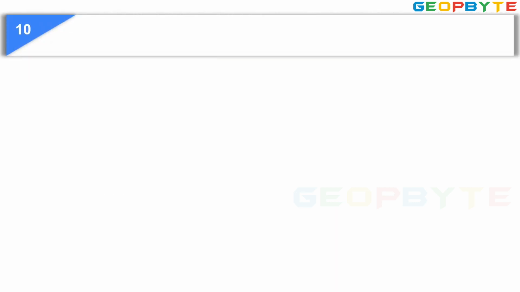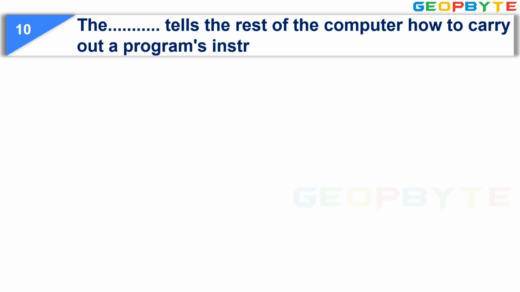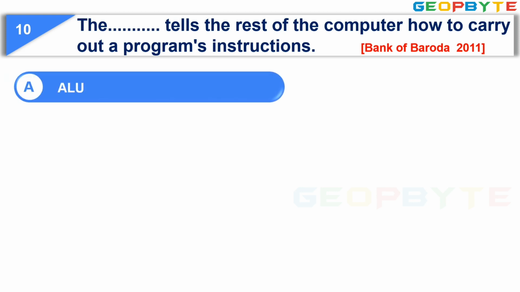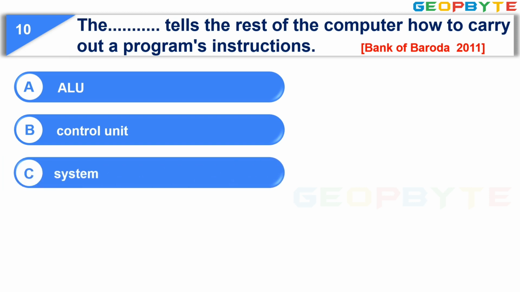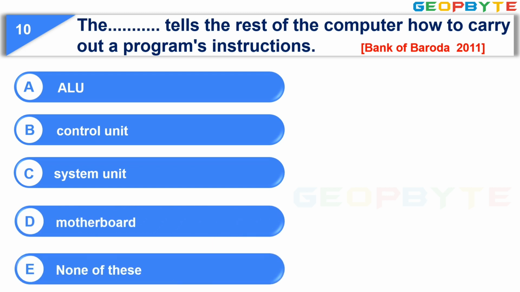Next, moving to question number 10. The dash tells the rest of the computer how to carry out a program's instructions. Option A, ALU. Option B, control unit. Option C, system unit. Option D, motherboard. Option E, none of these. And the correct answer is option B, control unit.